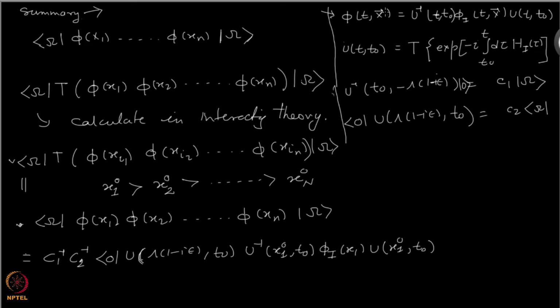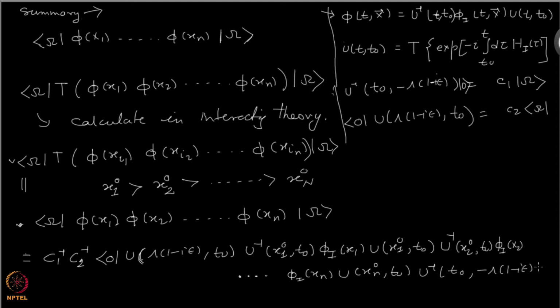So for phi of x2 I will again make this replacement. So I will have U inverse of x2^0, t_0, phi_I at x2, and then you'll have again a factor of U here, I'm not writing, and then you go further, and then you will have at the end phi_I at xn. There will be a factor of U inverse here, which I am not writing right now, but I will write the one on the right, and this will be U of xn^0, t_0, and then this last piece, the ket omega. Okay, this will give you U inverse of t_0, minus lambda(1 minus i epsilon), ket 0. Okay, so that's what we are going to get.